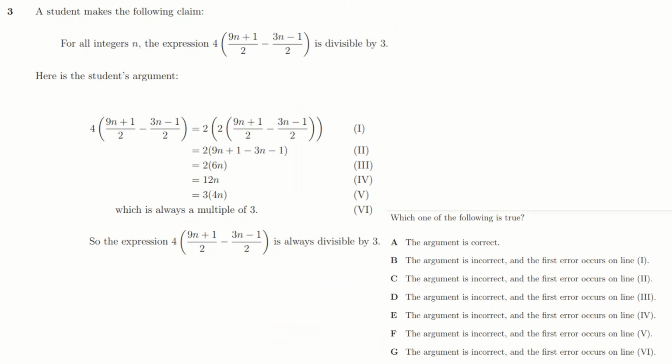Question number 3. Spot the mistake question. It takes a little while, but what you spot eventually is that they've cancelled this 2 with these 2s to just get this line here, but what they should have done is take away all of this, not just take away this, take away that. It's take away this in a bracket, which of course means it's a plus 1 here. That's the mistake, it's on line 2, so the answer is C.